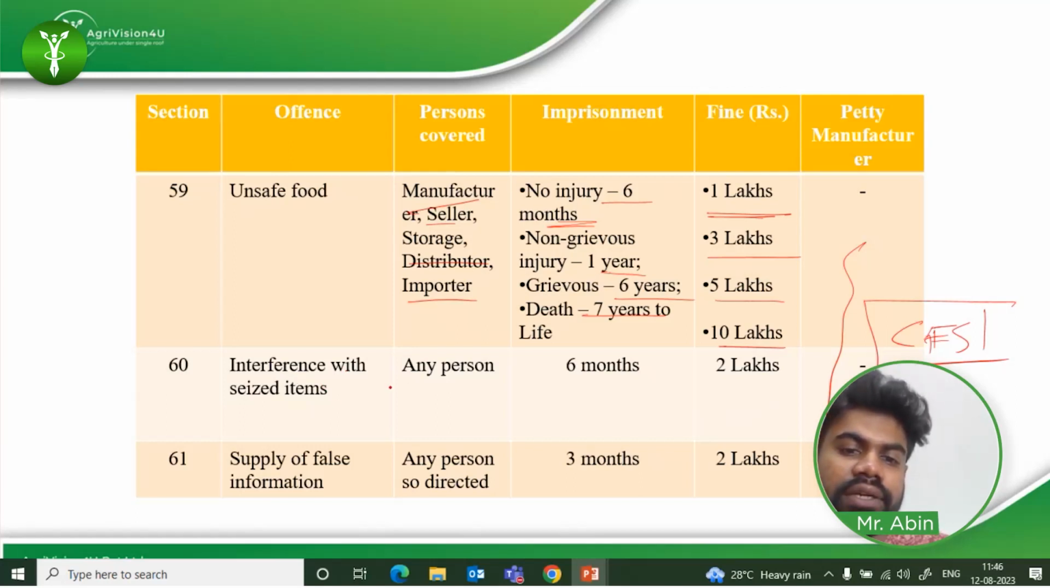Interference with seized items. This is where the FSO has taken a food under the provisions, and the FBO takes those seized items and replaces them or something like that. Then a 6-month imprisonment and 2 lakh fine will be applicable. Supply of false information on product, 3 months imprisonment and 2 lakh fine.